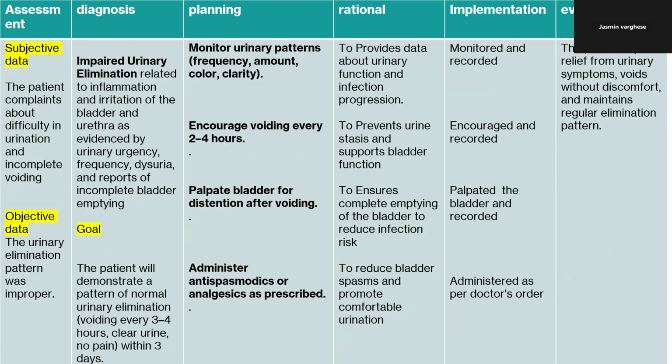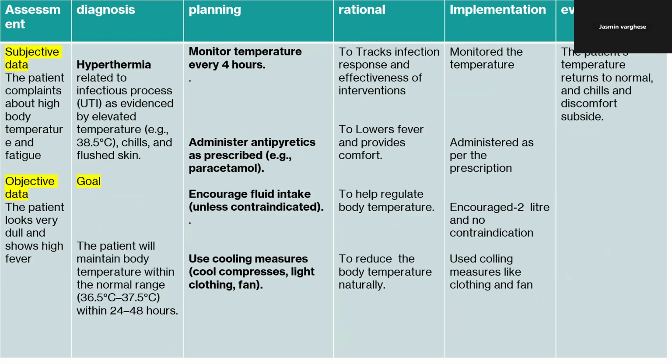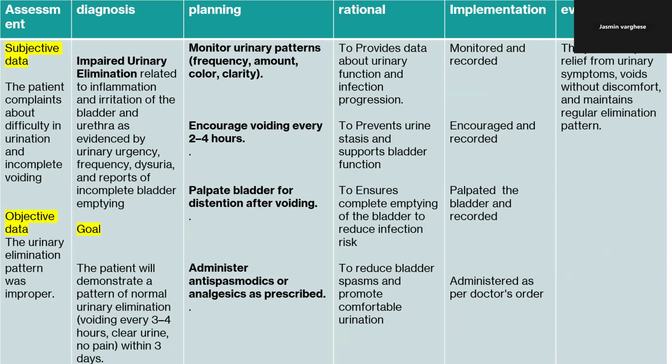Next, we will see impaired urinary elimination. Subjective data: the patient complains about difficulty in urination and incomplete voiding. Okay, so that is the next one. Here urinary elimination is impaired, so the patient always complains about difficulty in urination in that case. Objective data is what? The patient's urinary pattern was not proper.